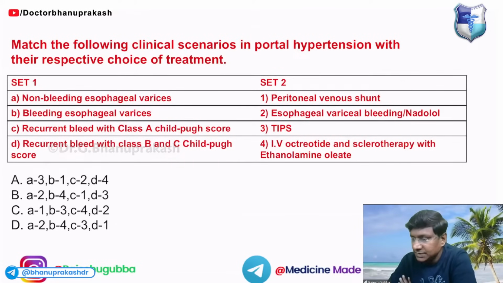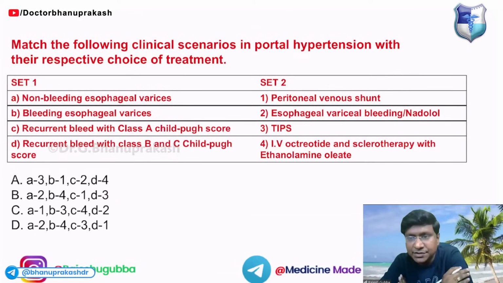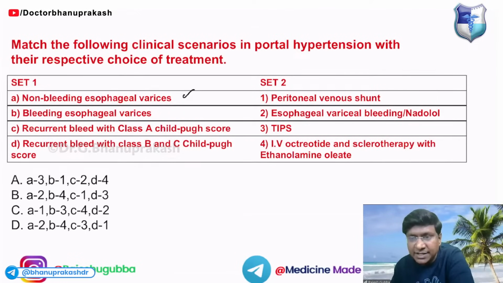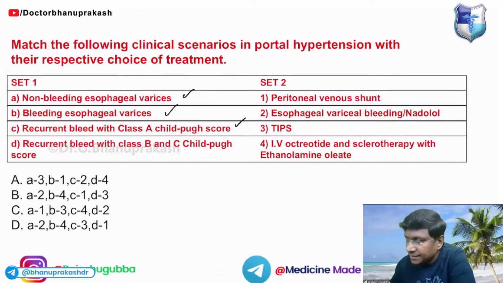Anyone want to make an attempt at this question? Match the following clinical scenarios in portal hypertension with their respective choice of treatment. One scenario is non-bleeding esophageal varices. Then bleeding esophageal varices. Then recurrent bleeding with Child-Pugh class A. Then recurrent bleeding with Child-Pugh class B and class C. What will you do in each?